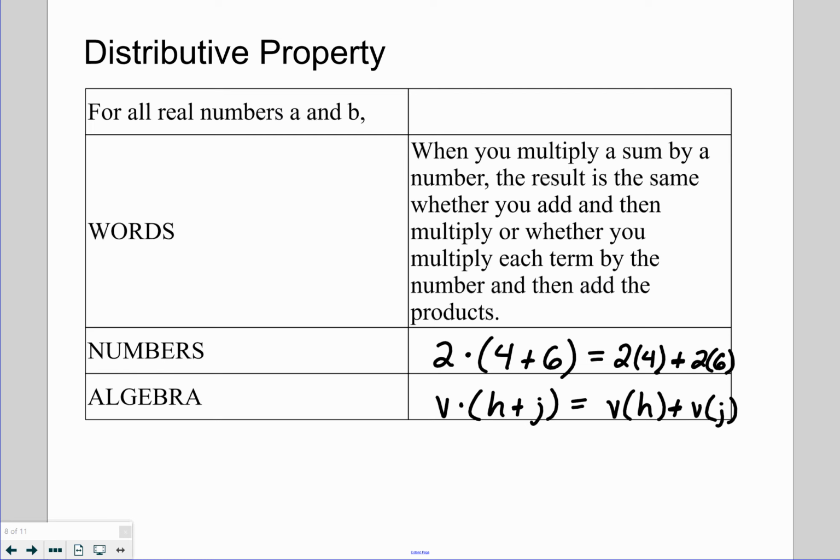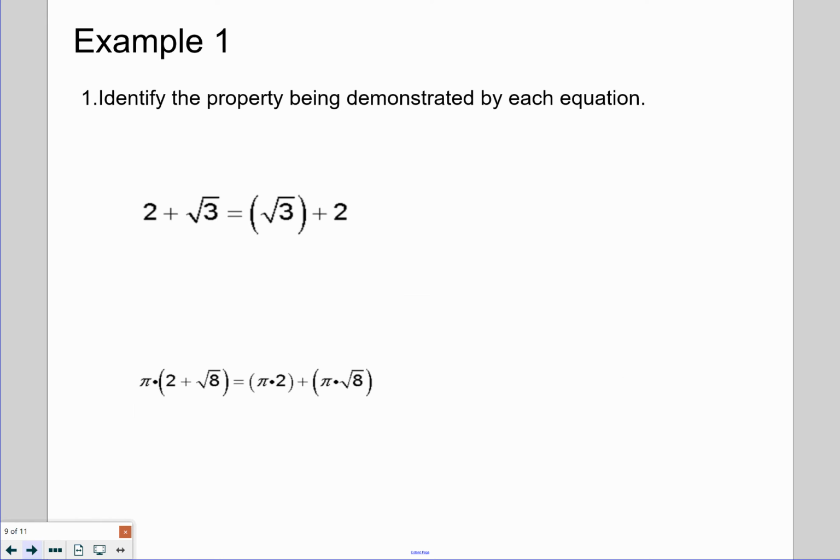All right, so I would like to do 2 examples before I let you guys go to your spots and try these on your own. You guys ready? No, okay. No. Excellent. Let's do it. 2 plus the square root of 3 equals the square root of 3 plus 2. Take 5 seconds and write down what property you think this is. Go. Write it down on your paper. What do you think it is? Don't think, just write. Whatever you think, just write it.